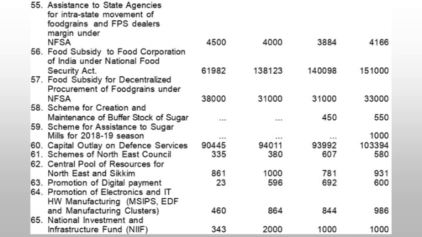Then you see 60, capital outlay of defense services. See, defense expenditure is one, out of which salaries, pensions and all comes under revenue expenditure. Capital outlay means the money used to procure new weapons.